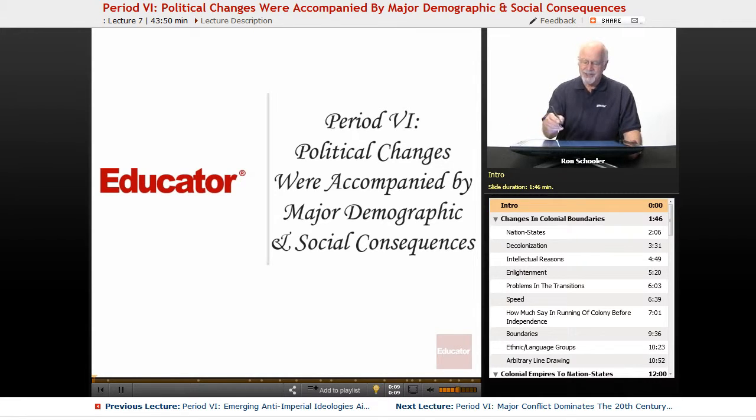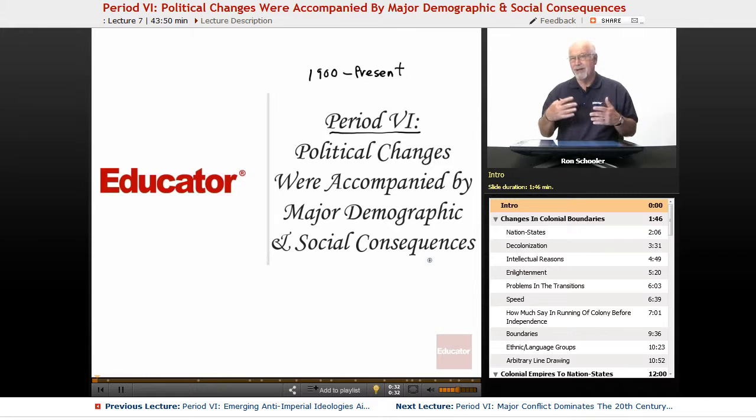We're discussing period 6, which is 1900 to the present. And this session is about how political changes were accompanied by major demographic and social consequences. So you should think, what political changes might we be talking about, 1900 to the present? What major political changes are going to take place in that period?